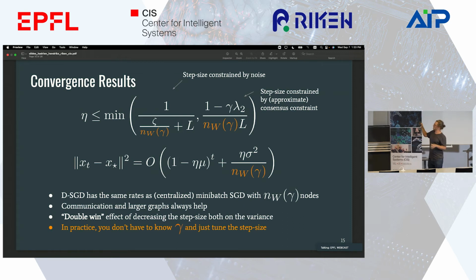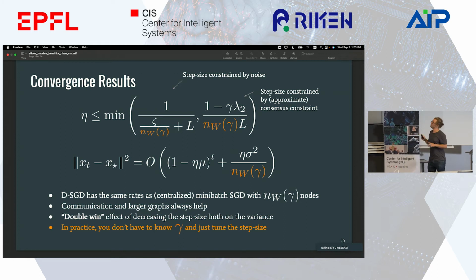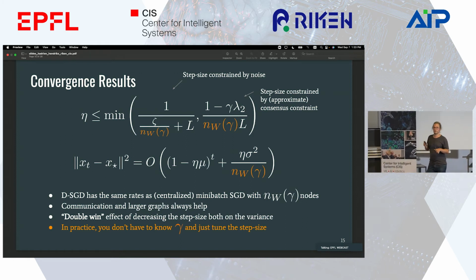But for a given step size, we get exactly what mini-batch SGD with a batch of size n_W gamma would lead to. So basically, in decentralized SGD, what you get is the same performance as mini-batch SGD with some number of neighbors that is not the whole graph, but is not just you, with some n in between. And how big n can be is basically given by this formula on the right. You want to tune the step size such that you're just at the constraints.